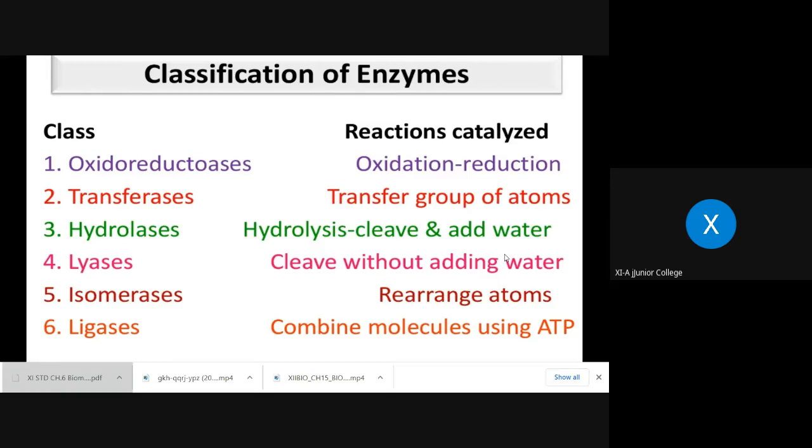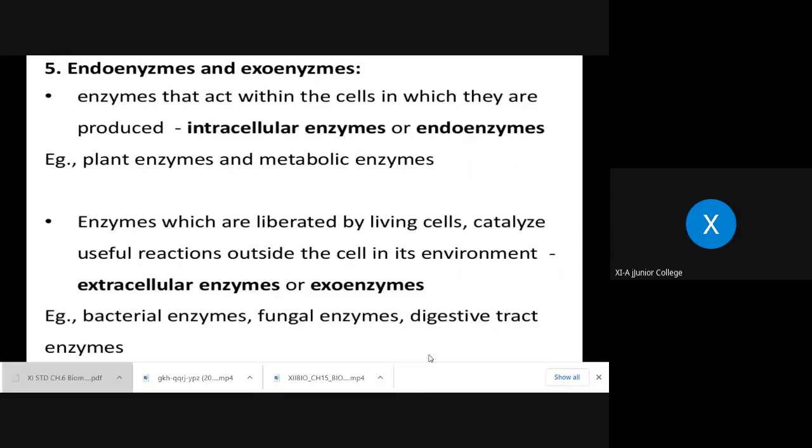So don't get confused between lyases and ligases. Lyases, these cleave the reaction without adding water, whereas ligases join and combine. Ligases help in combining the molecules with the help of ATP. So these are some of the classes of the enzymes.